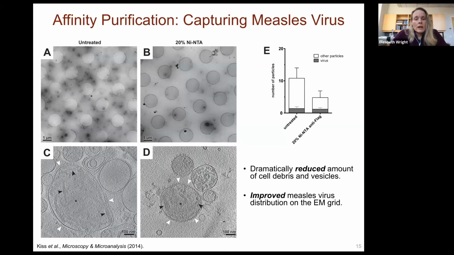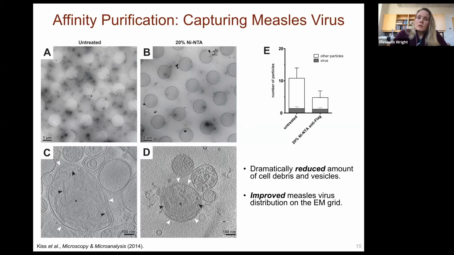And so what did this allow us to see in the case of measles virus, another enveloped virus that we study? Again, it is present at very low titers in preparations. So if we're looking at an untreated grid, we see all these particles on it and we think, wow, we've got a great number of virus particles on this grid. This is really exciting. But when we actually go in and collect tomography data on this, we see maybe there's one virus particle in a field of cellular debris.